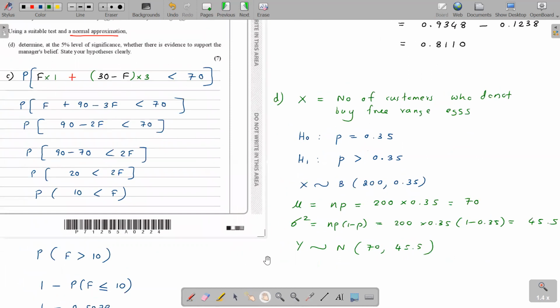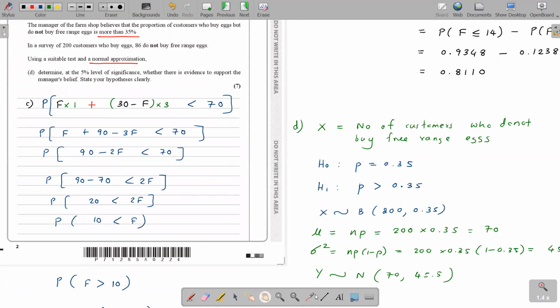Okay, now let's check the hypothesis. What's the value you are checking against? They have said in a survey of 200 customers who buy eggs, 86 do not buy free range eggs. So basically, we have to check whether this value 86 is the deciding value. You have to see whether this 86 value falls inside the critical region or not. You are checking for the greater than side, right? Greater than side means in the distribution, you are checking the right tail. So you have to see whether the value 86 falls into this tail.